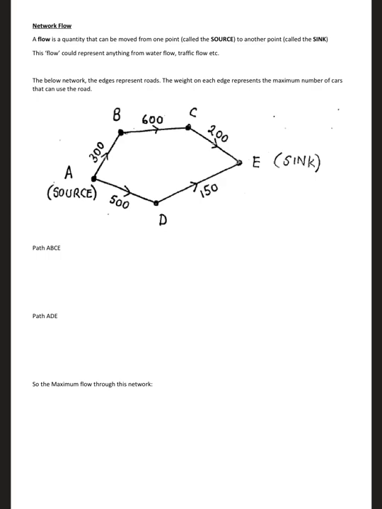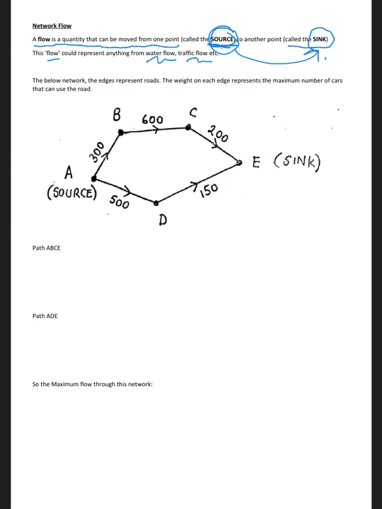So network flow, a flow is a quantity that can be moved from one point, and it's commonly referred to as the source. So the starting point of the flow of whatever is called the source, and to another point, which is called the sink. So where it leaves is the sink. This flow could represent anything from water flow, traffic flow, heaps of different things that it could mean. But it's the flow of something through a network from the source to the sink, right?